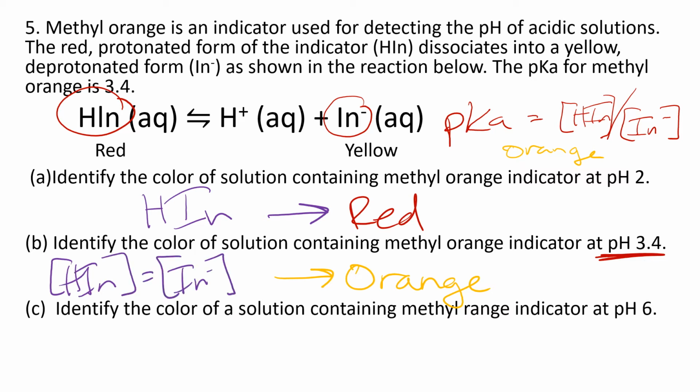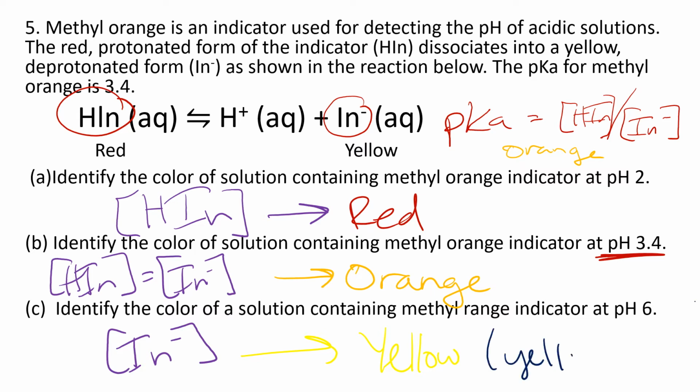And then lastly, identify the color of solution containing methyl orange indicator at a pH of 6. What is the predominant species at a pH of 6? That's a much higher number than our pKa. So our predominant species is going to be the conjugate base. And so the color is going to be yellow. I know that's not a very easy thing to see, so I'm just going to say yellow.